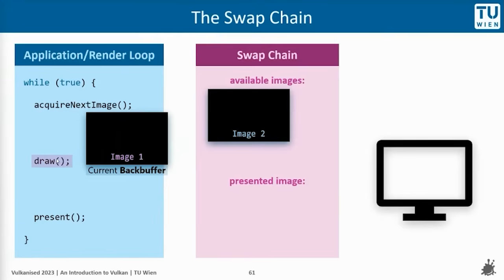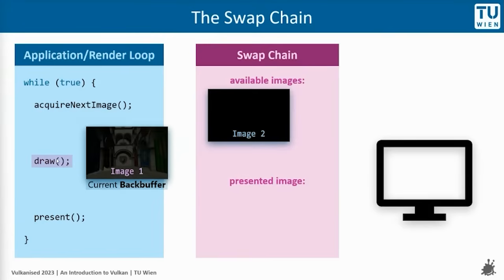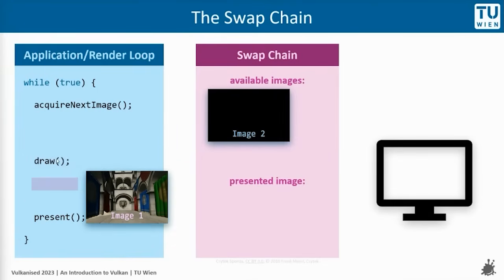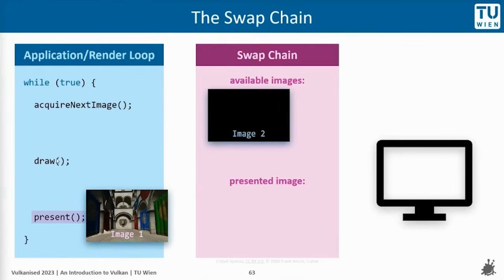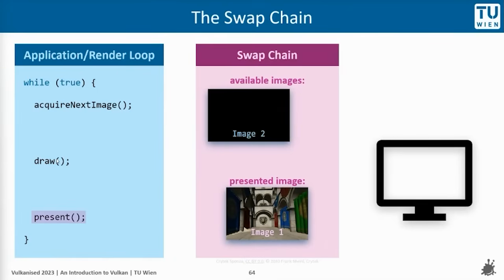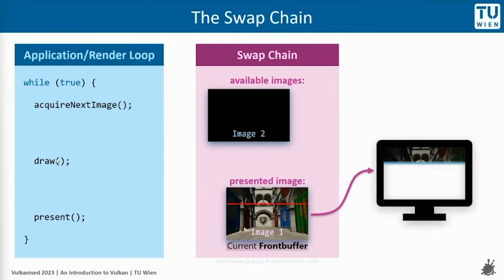So we submit multiple draw calls, for example, and render into this current back buffer image. And when we are done with rendering, we call present, which hands that image back to the swap chain, where it becomes the current front buffer. And the current front buffer is then submitted or presented on your computer's monitor, like this.